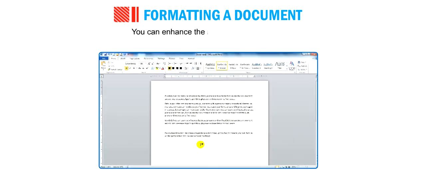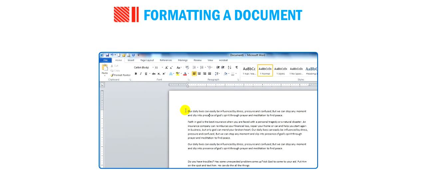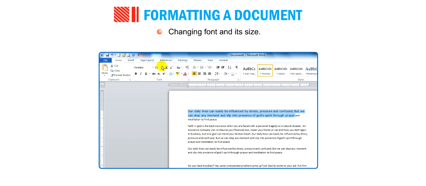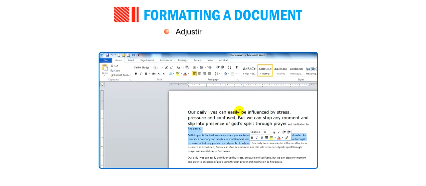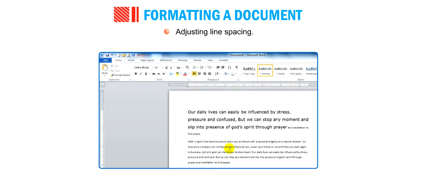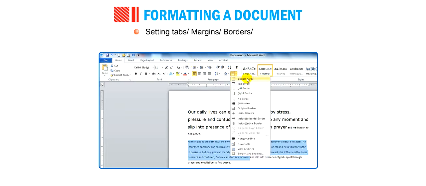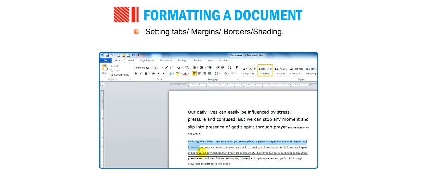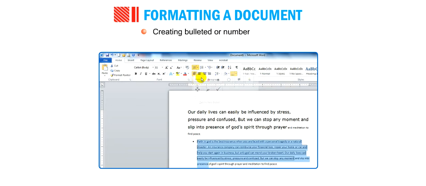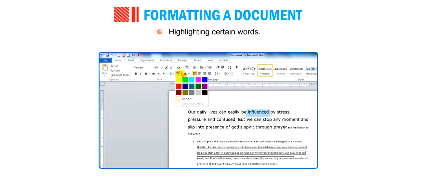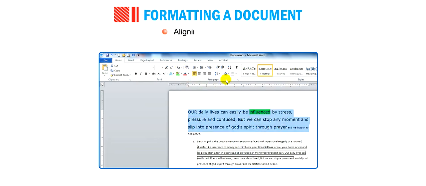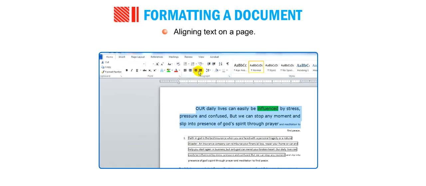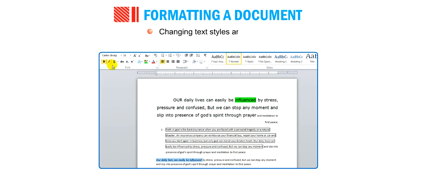You can enhance the look of a document by changing font and its size, adjusting line spacing, setting tabs, margins, borders, shading, creating bulleted or numbered list, highlighting certain words, changing case, aligning text on a page, changing text styles and color.